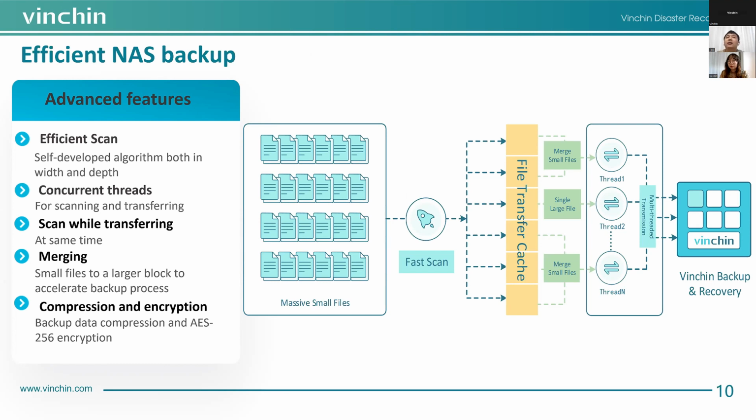Firstly, it has a self-developed algorithm both in width and depth, and it uses concurrent threads both in scanning and transferring at the same time. Besides, it can merge small files into a larger block to accelerate the backup process. For compression, it can be used to reduce the backup data size, and AES 256 encryption to secure your backup data.